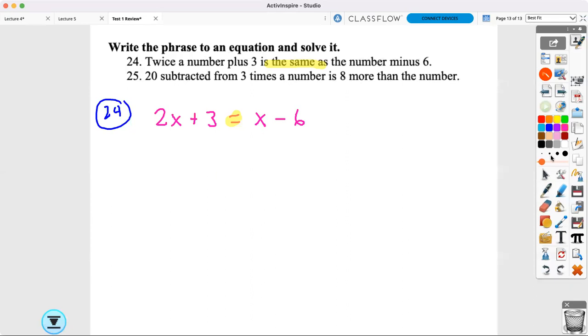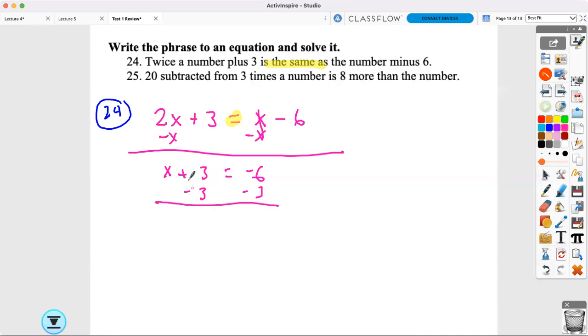Anyone want to tell me the steps they did to solve for x? What do you move first? What could you move? You can subtract x on both sides. So then we get x plus 3 equals -6. Subtract 3 on both sides. So then we get x equals -9, and we're done.